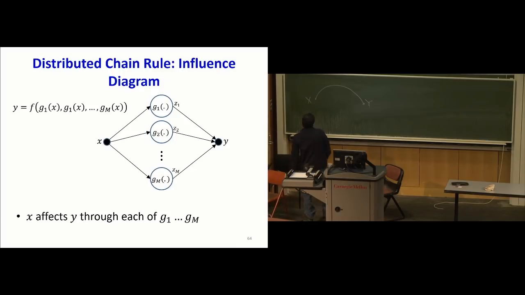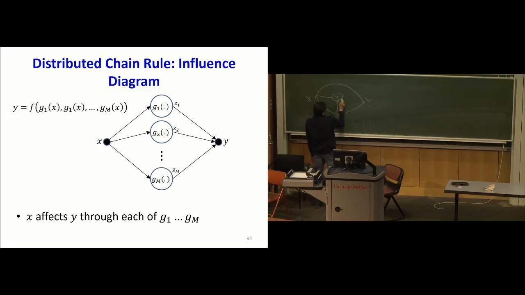So x, but then what else does x affect? X affects h, right? So this is h. And h affects y. Correct? X also affects g, but then h affects g, and g affects y. Right? Now, if I draw this, it's very trivial for me to see exactly what the derivative of y with respect to x is going to be.